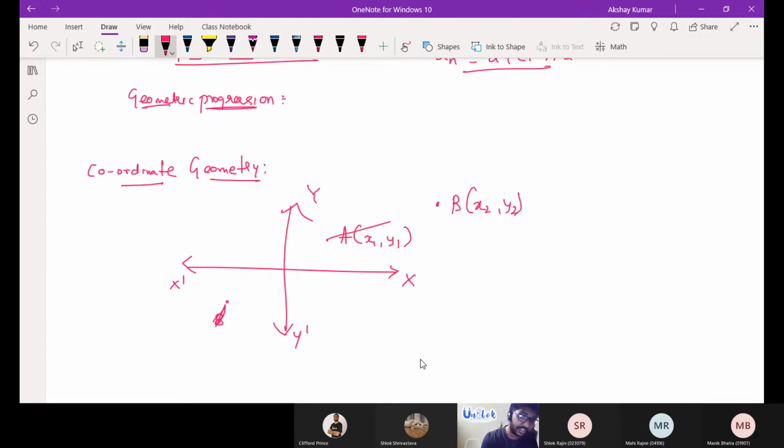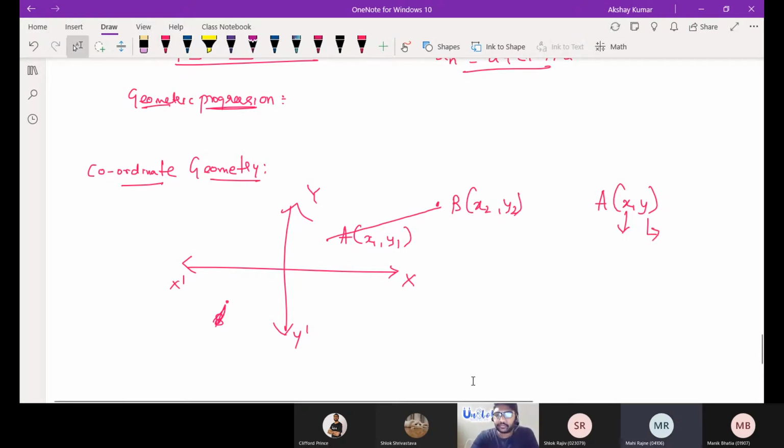Now, how do you find the distance between them? There is something called the distance formula. Are you people aware of the distance formula? Yes, sir. So in coordinate geometry, if I have a point A with coordinates x, y, what is this x called and what is this y called?